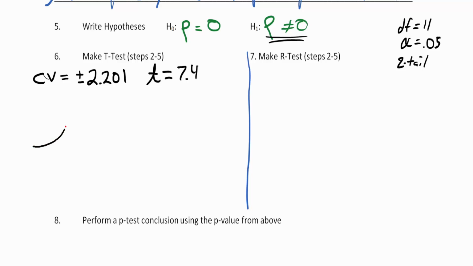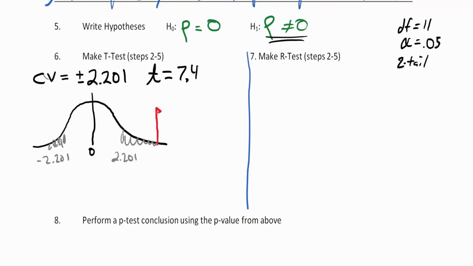Now step 4 is to draw a t-curve, which you can draw as a normal curve, but again, a t-curve is based on sample size. So we have a 0 in the middle here. We're going to have two shaded zones here, okay? And those two shaded zones are going to start at positive 2.201, mark that, and negative 2.201, mark that. And as long as our flag, our 7.4, is in the shaded zone, we get to reject the null hypothesis.